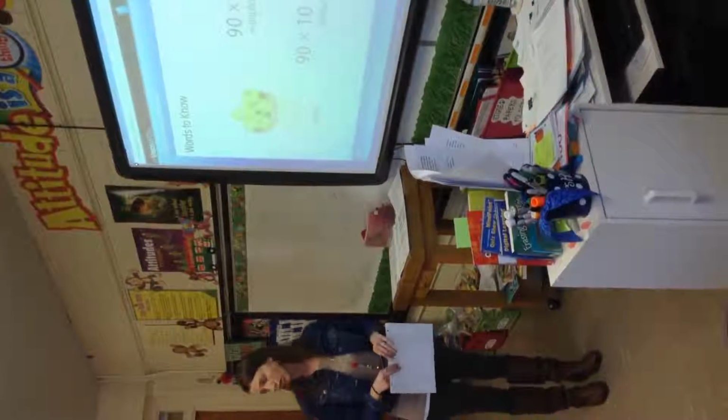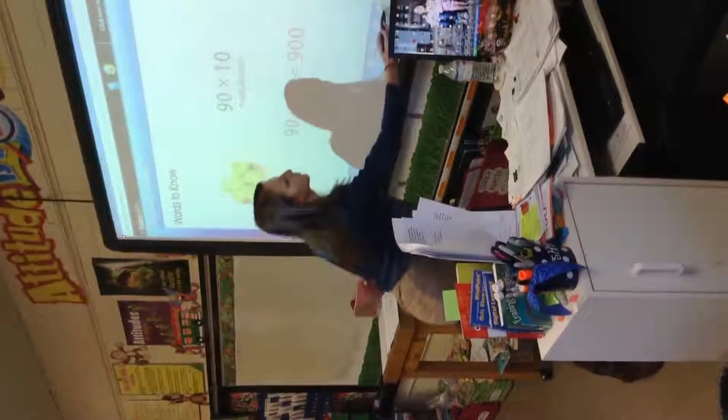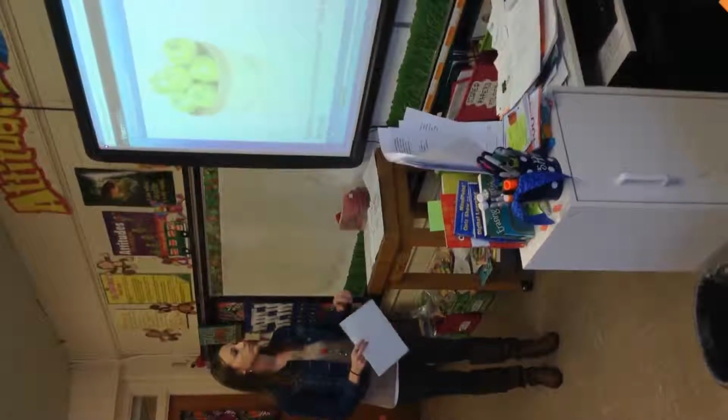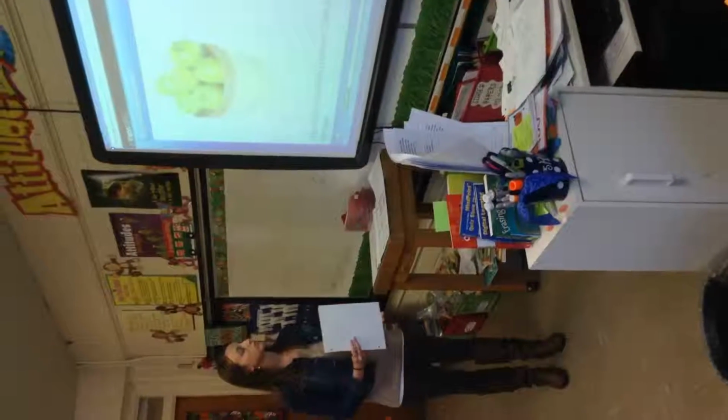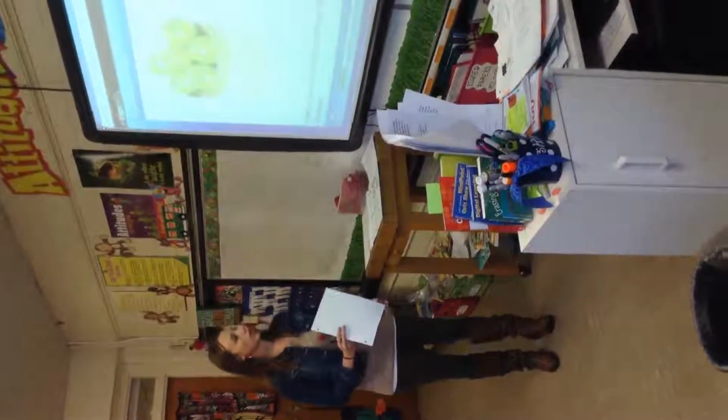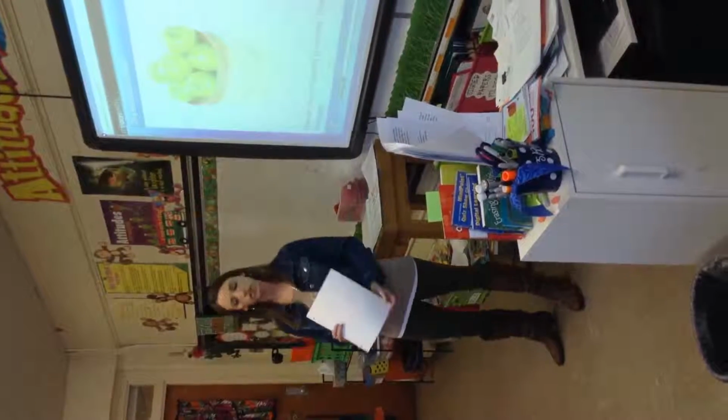So the words to know are apples, multiplication, and product, which we know all of these already. This is nothing new for us. How can you use rounding to estimate? Think about this question during the lesson. Okay, so let's think about this. How can you use rounding to estimate?